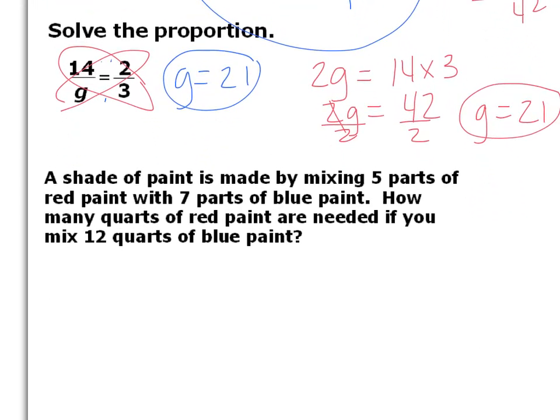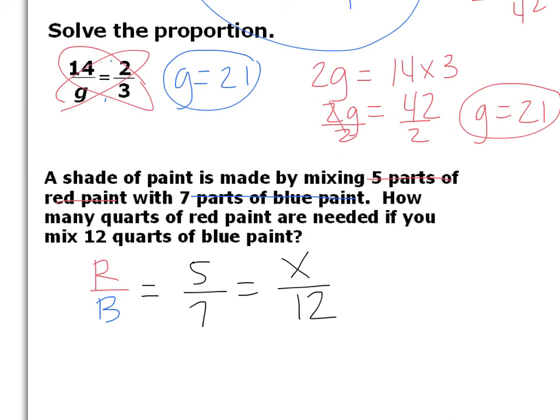All right, last one. A shade of paint is made by mixing 5 parts of red, so we're going to have red over 7 parts of blue. Okay, so red over blue. So 5 parts of red with 7 parts of blue. That was just given in the first problem. How many quarts of red paint, so that's what we don't know, are needed if you have 12 quarts of blue paint? So I just took those numbers right out of the problem.